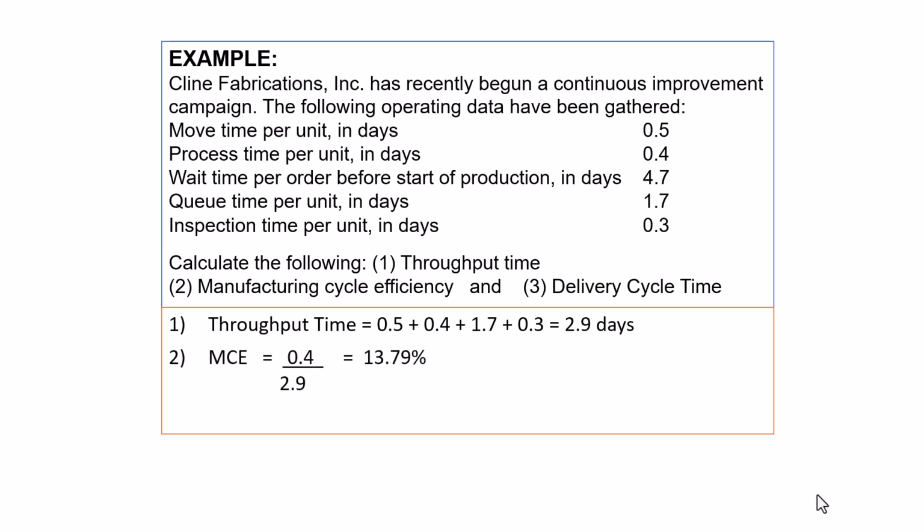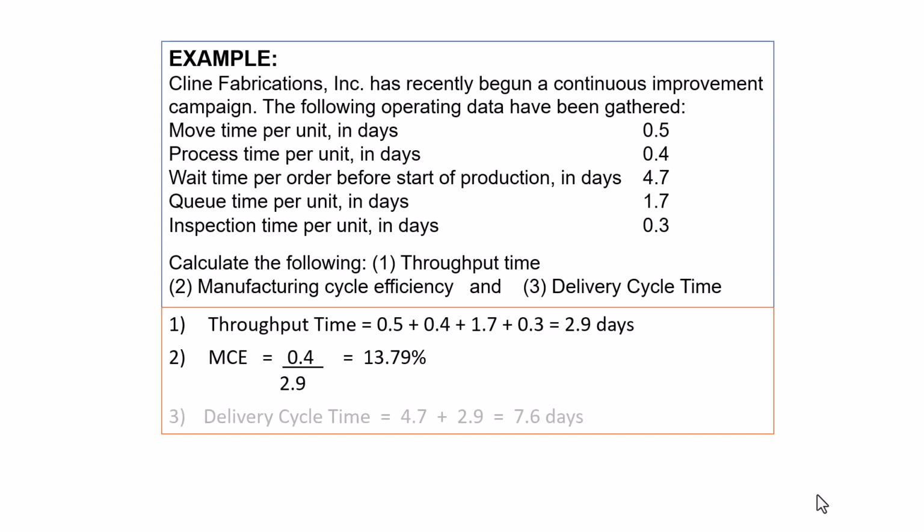Now, the manufacturing cycle efficiency is going to focus on how efficient this process is. So we'll take process time of 0.4 and divide by the throughput time of 2.9. We get 13.79%. So this means that about 14% of manufacturing time is spent adding value. The unfortunate corollary is that it means that 86% of time is spent on non-value added activities.